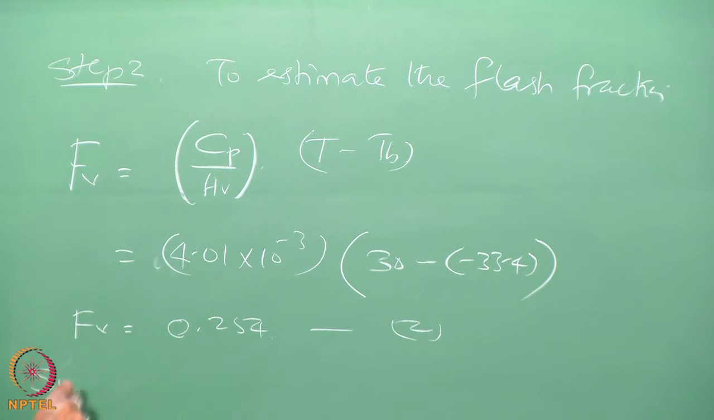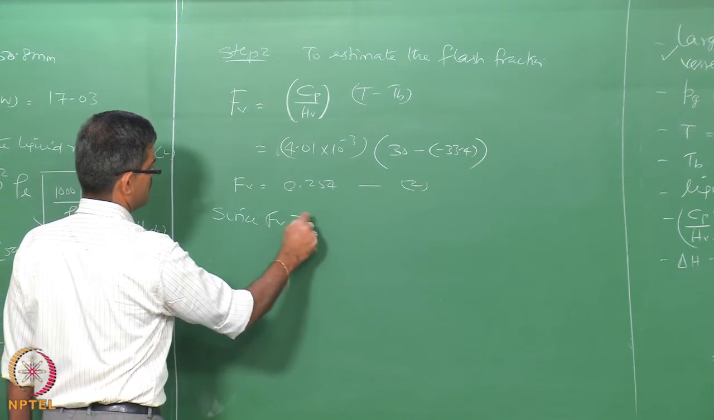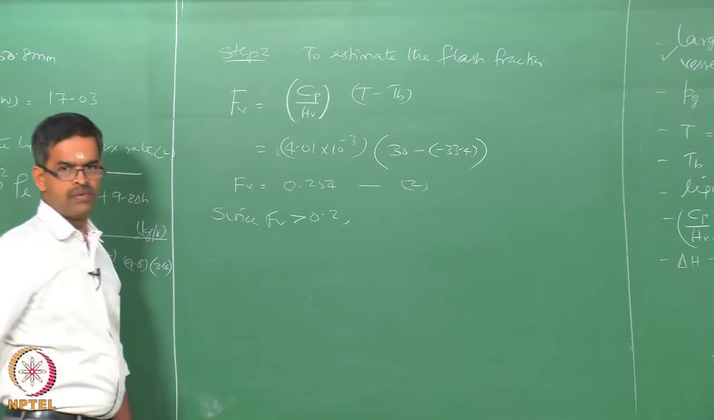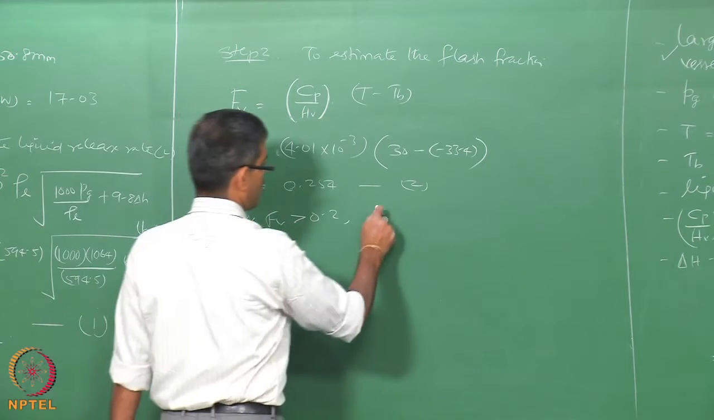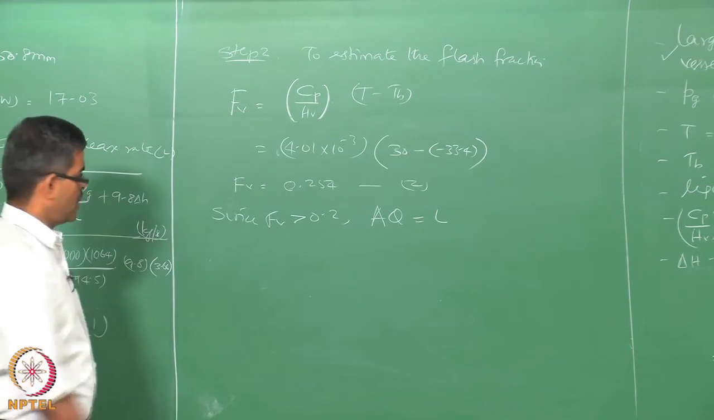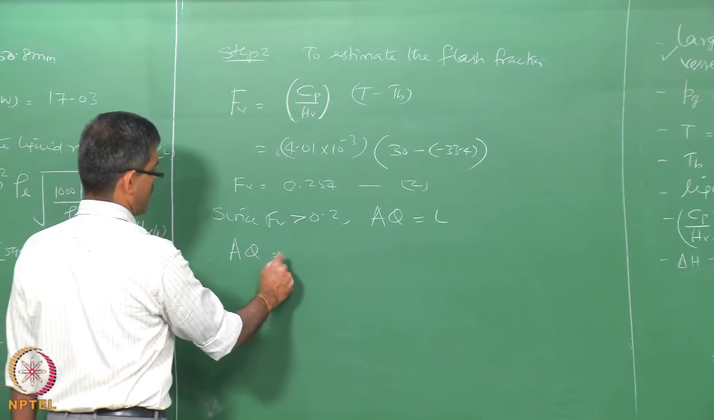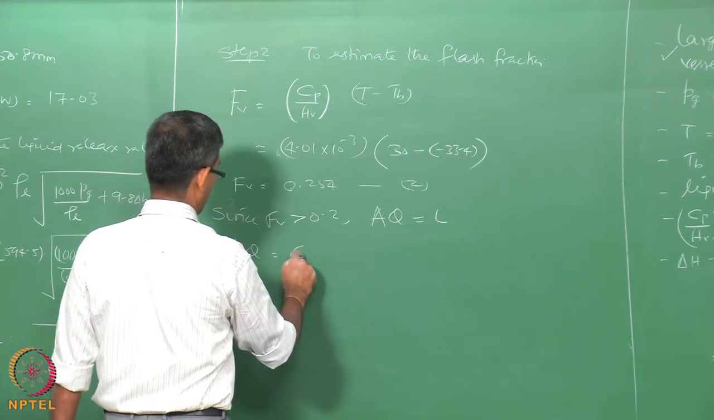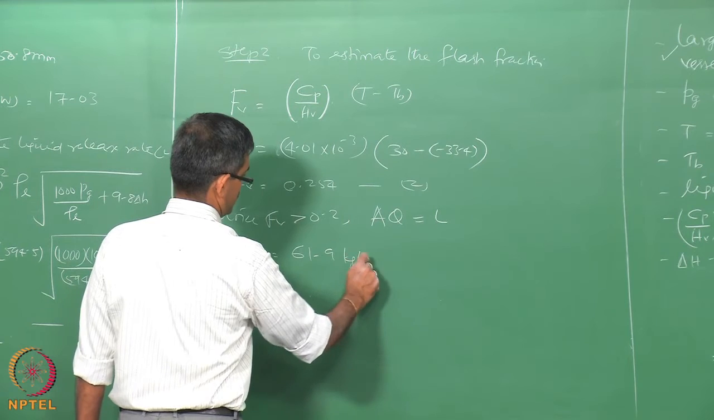We already know since Fv is greater than 0.2, we should say airborne quantity will be exactly equal to the liquid release rate. So, therefore, the airborne quantity in this particular example becomes 61.9 kg per second.